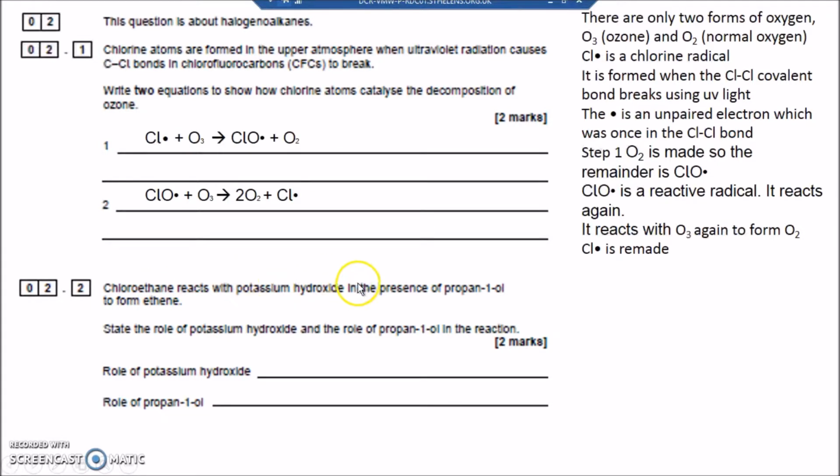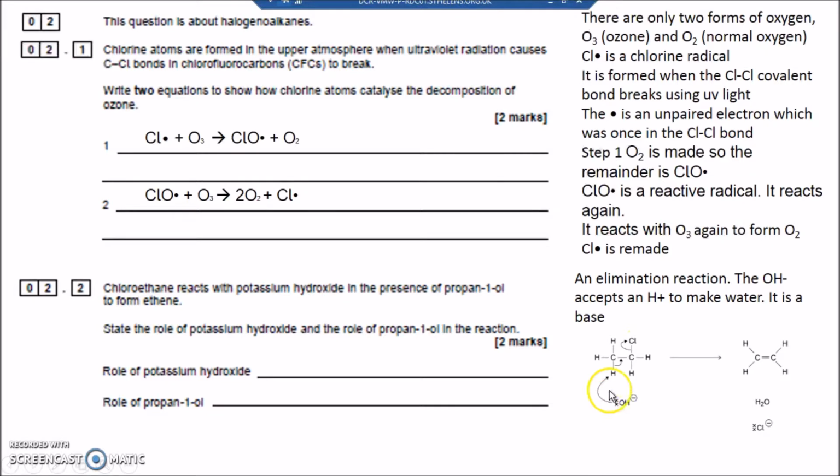Chloroethane reacts with potassium hydroxide in the presence of propan-1-ol to form ethene. So potassium hydroxide can do two things. It can either, in the presence of cold water, do something called nucleophilic substitution, and replace the Cl with an OH and make ethanol. But in this case, if it's making ethene, usually because it's in warm ethanolic solution, it's called an elimination reaction. And the mechanism is actually this.